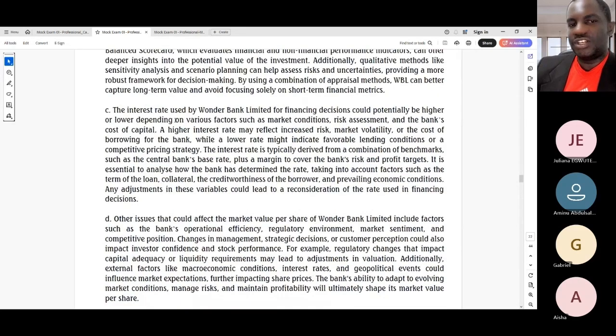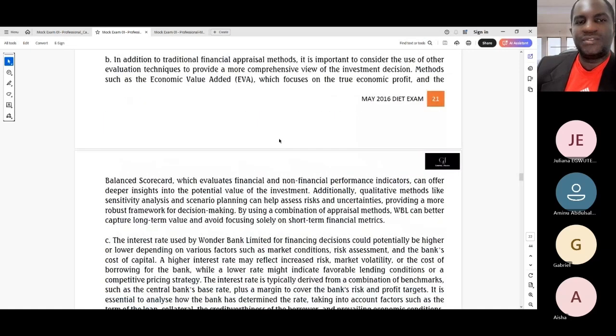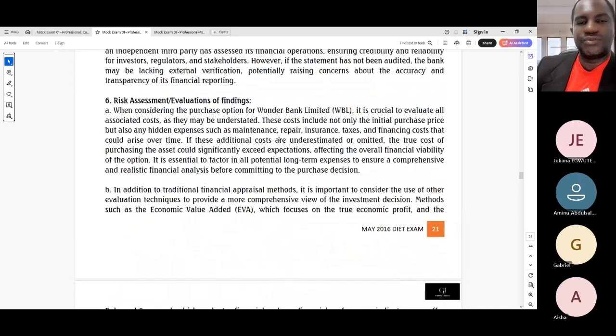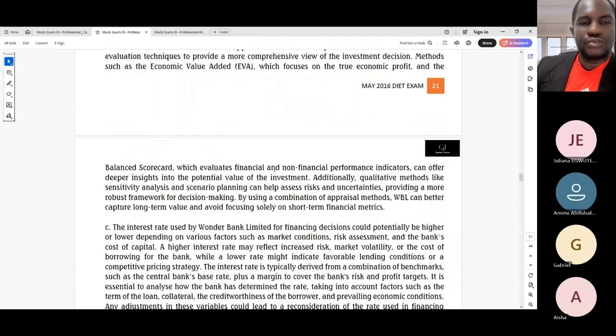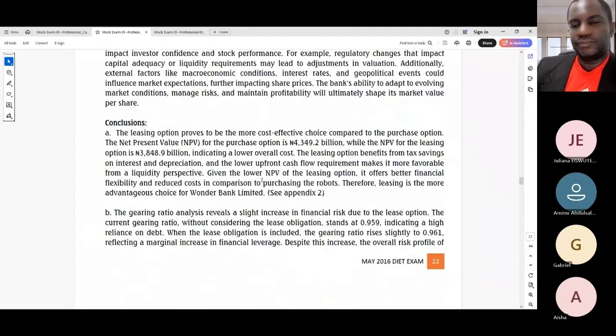And the 3rd point is the interest rate used by Wonder Bank for financing decisions could be higher, depending on various factors such as market conditions, risk assessment, and the bank's cost of borrowing. And the 4th point, other issues that may affect the market value per share of Wonder Bank and operational efficiency should be brought into cognizance too. So evaluative judgment from what you've seen in the case and what you computed generally could be featured here. It's very important. And finally, we'll now conclude.